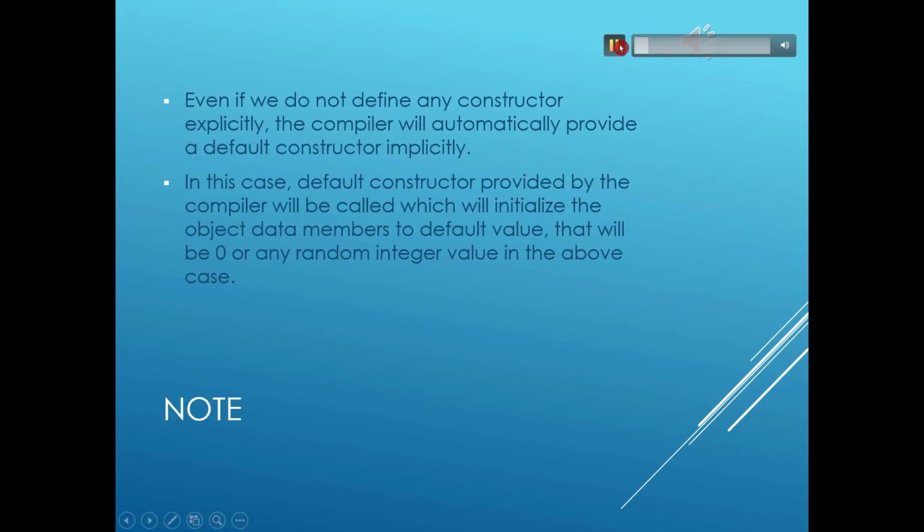In the default constructor, even if we do not define any constructor explicitly, the compiler will automatically provide a default constructor implicitly. In this case, the default constructor provided by the compiler will be called, which will initialize the object members to default values. That will be 0 or any random integer value in the above case.